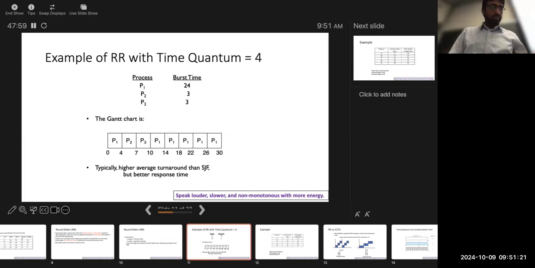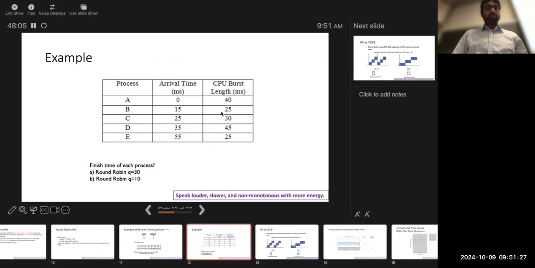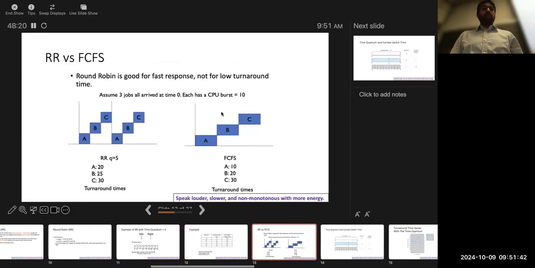Any questions? No? You want to do this example, or you can do it at home? You can do it at home, right? We already had like 2 examples, enough.